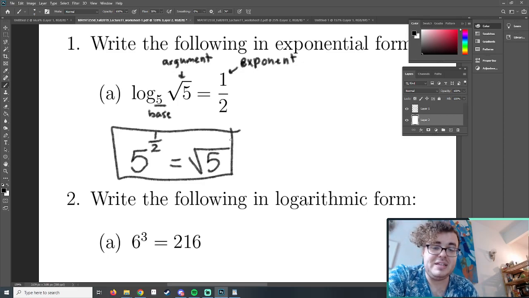And by the fact that this answer that we just gave is a true statement, 5 to the 1/2 is defined to be the same as the square root of 5, that must mean that the log base 5 of square root of 5 really is 1/2. So the original statement is also true.